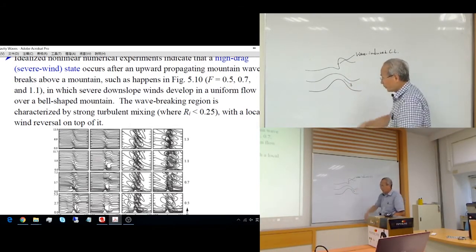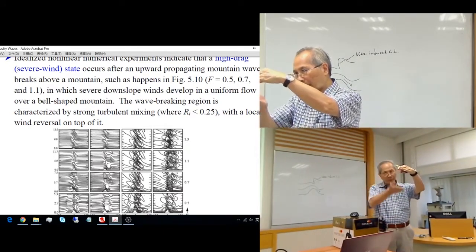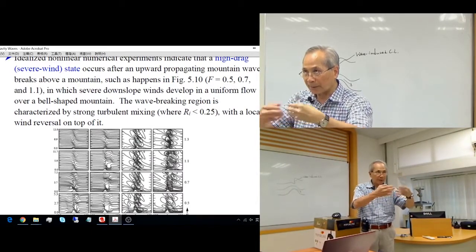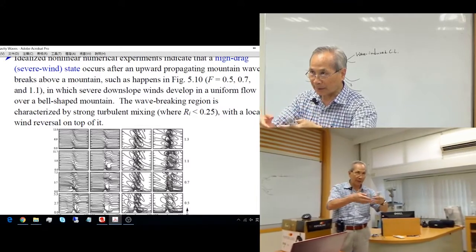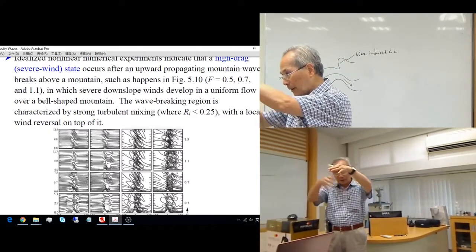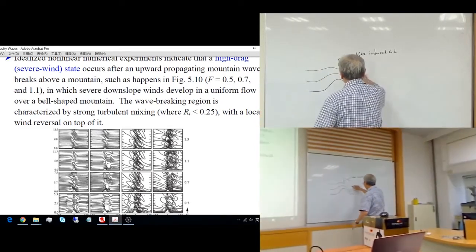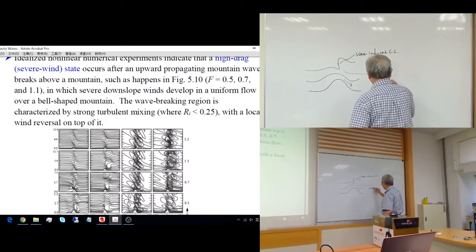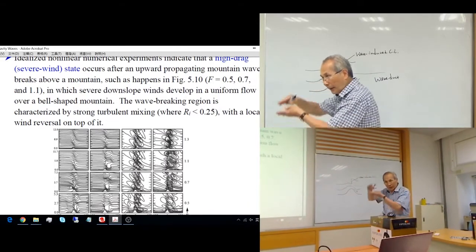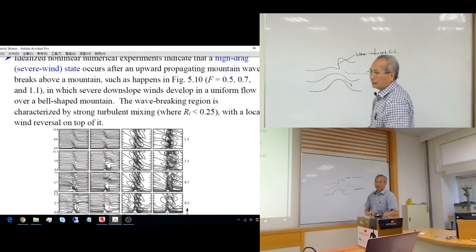Resonant amplification: if the phase going up and coming down are in phase, then the resonance happens. When the resonance happens, the wind becomes very, very strong because the wave energy is being ducted in this layer. In this layer we have the wave duct. Basically the wave energy is confined here, so there's nowhere to go, it just rushes down the downstream.